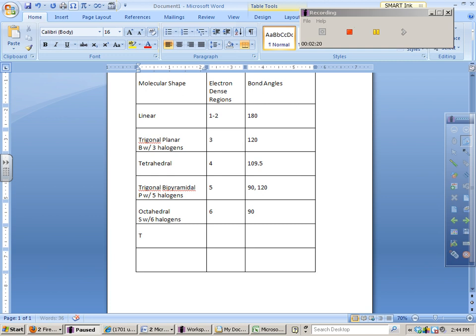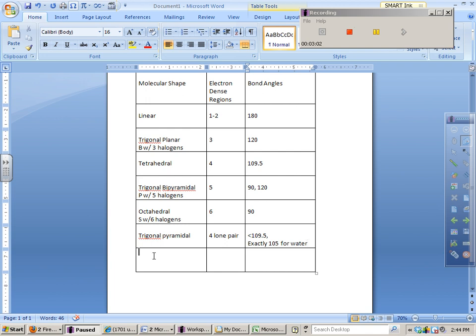Our next one was trigonal or triangular pyramidal. This is going to have 4 electron dense regions. One of them is going to be a lone pair. And with the trigonal that has the lone pair, we're going to have less than 109.5 for everybody else, and exactly 105 degrees for water molecules.